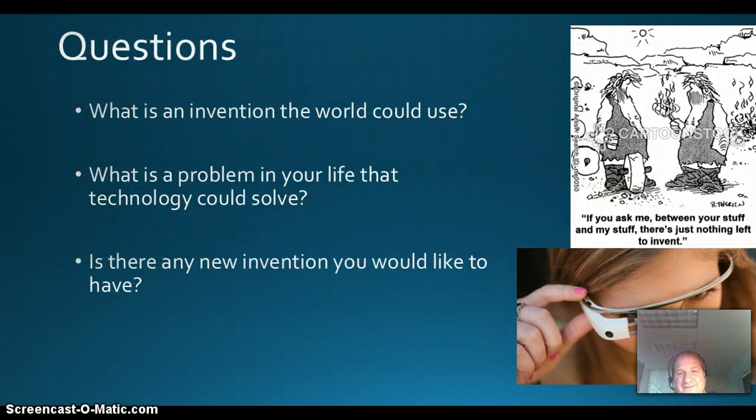So first, the thing I'm talking about in live class: what's something the world could use? Apparently we didn't need Google Glass. That didn't go real well. What's an invention you would have? This is how most inventions happen. We have a problem. How do we solve it? If you can do that, you can get rich.